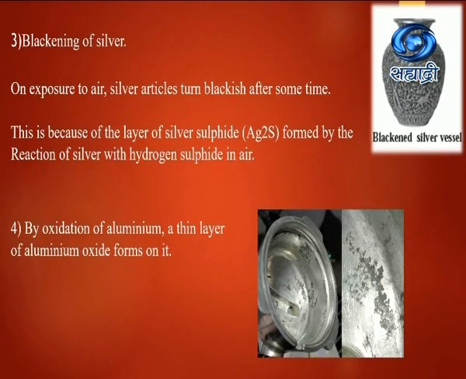Blackening of silver. On exposure to air, silver articles turn blackish after some time. This is because of the layer of silver sulfide, Ag2S, formed by the reaction of silver with hydrogen sulfide in air. By oxidation of aluminium, a thin layer of aluminium oxide is formed on it.